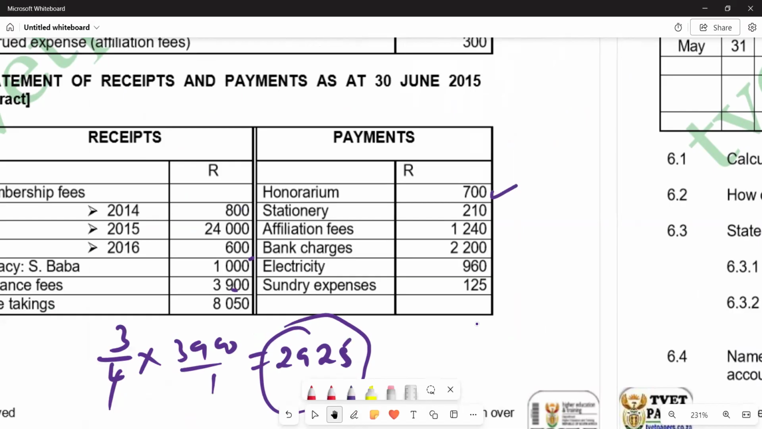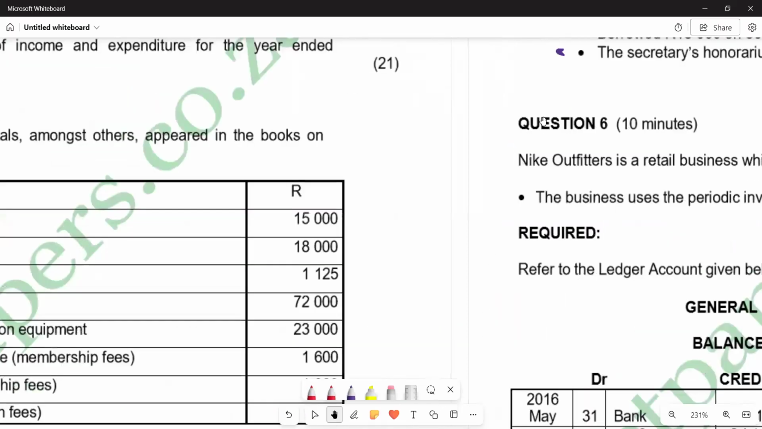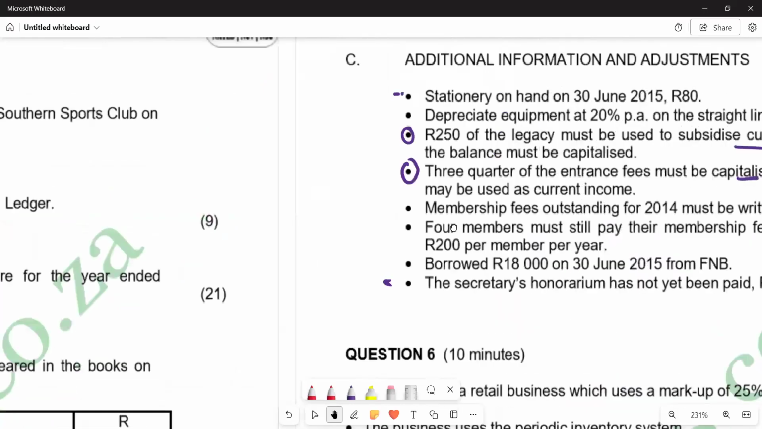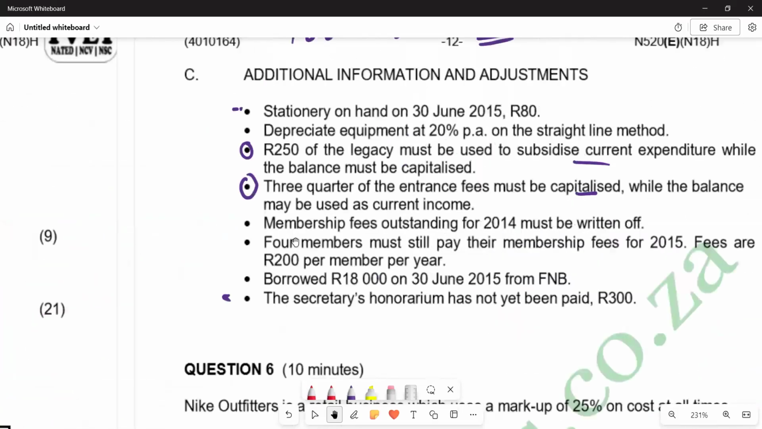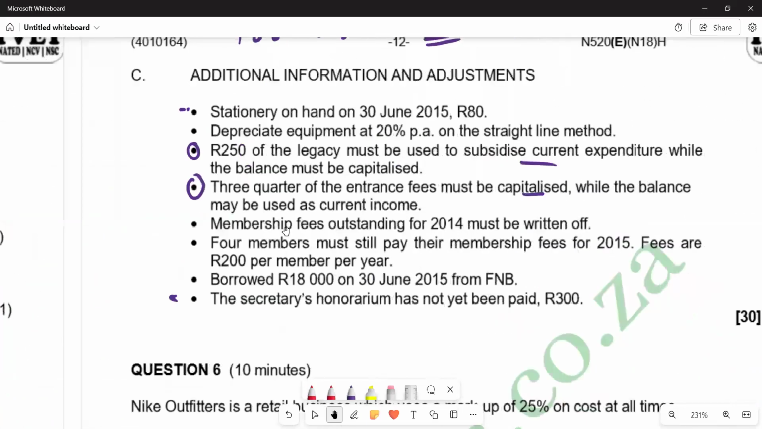And then obviously we go to additional information again to check if we've got anything that is affecting that honorarium. We come here, and we try to see if we've got anything there. We go to the last point, saying the secretary's honorarium has not yet been paid, which is 300. So not yet been paid, it means this is an owing, or we can call it an accrual.